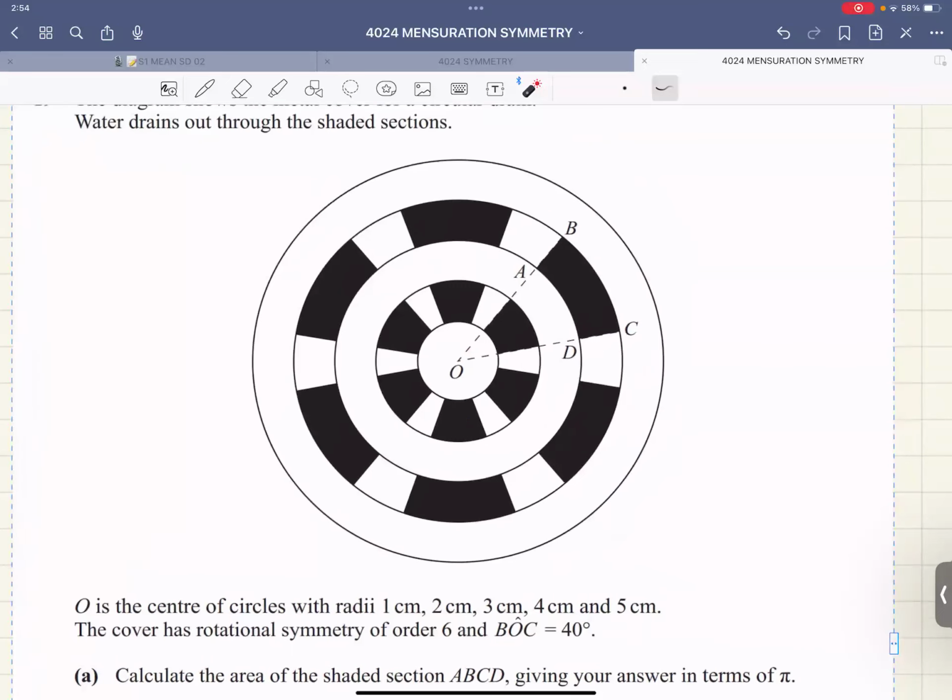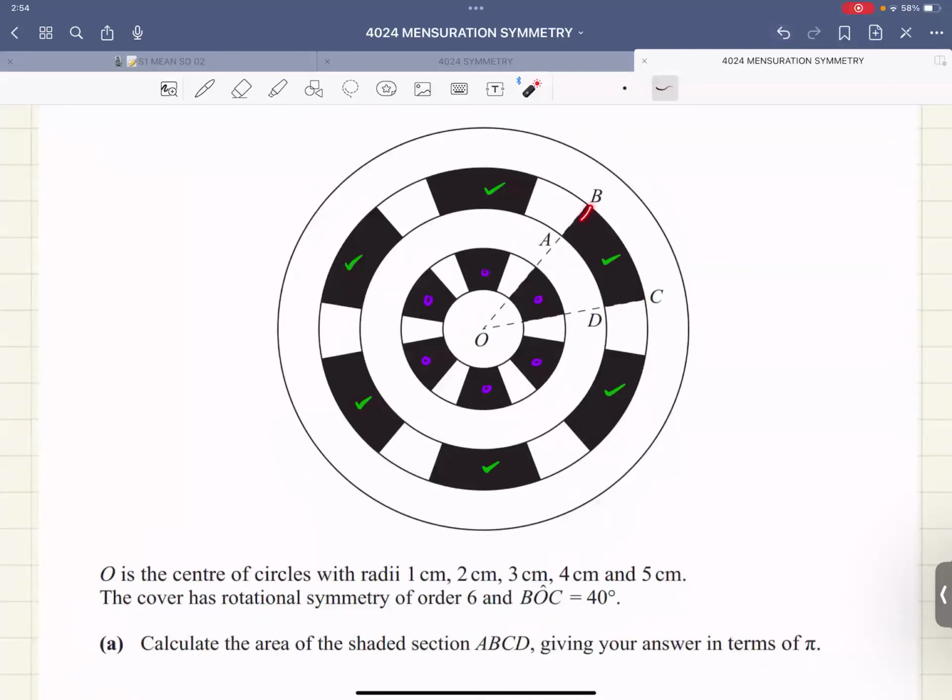So this is, for a second, let me go back. So this is B till O, O till C. This angle is 40 degrees. Calculate the area of the shaded section ABCD. So area of the shaded section A, B, C, and D. Now, first of all, let me draw it like this. This is 1 centimeter. I'm adding another centimeter, 2. Then the third one, this is the 3rd centimeter.